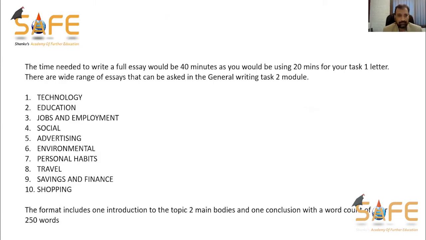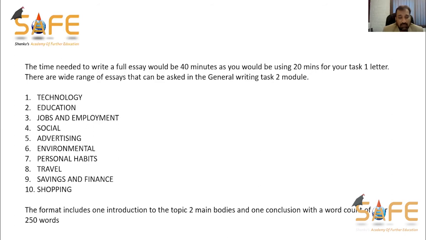So, 60 minutes is the time period given to you for the whole writing test, out of which 20 minutes you'll be using for your Task 1, so that leaves 40 minutes for your Task 2. Now these are the 10 topics on which essays could be asked. There are more, but these are the 10 generalized ones: technology, education, jobs and employment, social and society aspects, advertising, environmental topics, personal habits, travel, savings and finance, shopping.